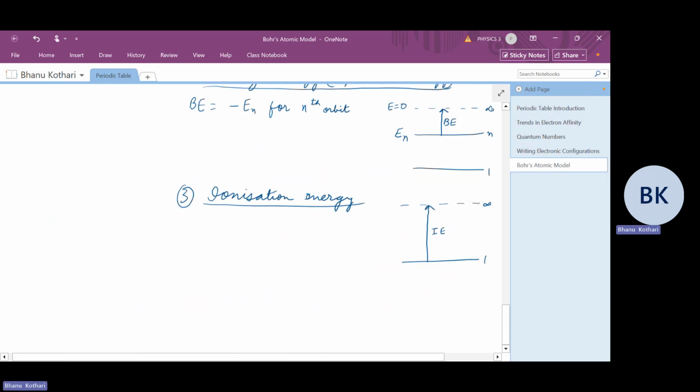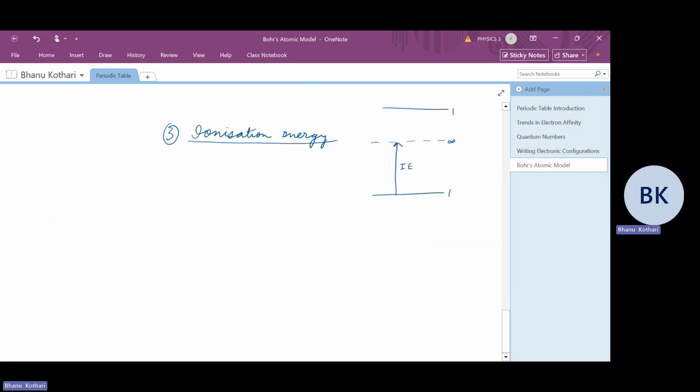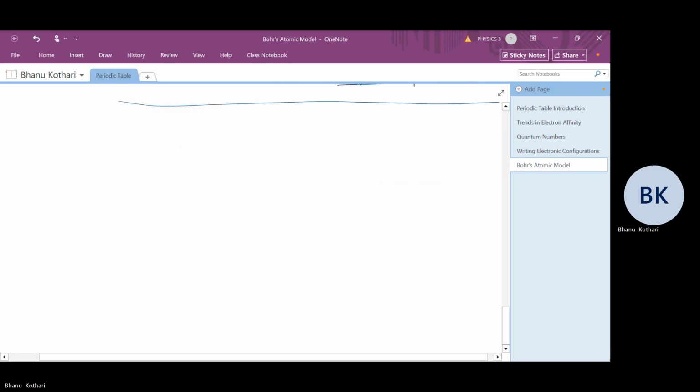Now, imagine for any stationary state, if I want to write the relation between ionization energy, binding energy and excitation energy, what can that relation be written as? You see, this is the n equals infinity level. This is any nth quantum state, and this is the ground state.